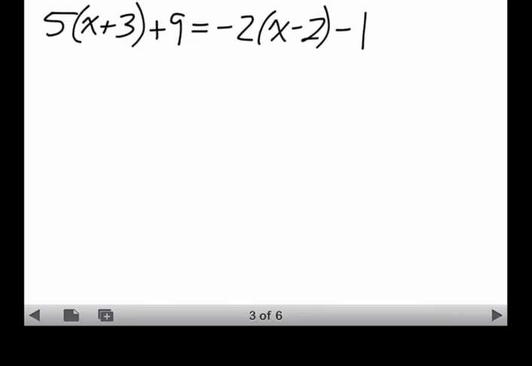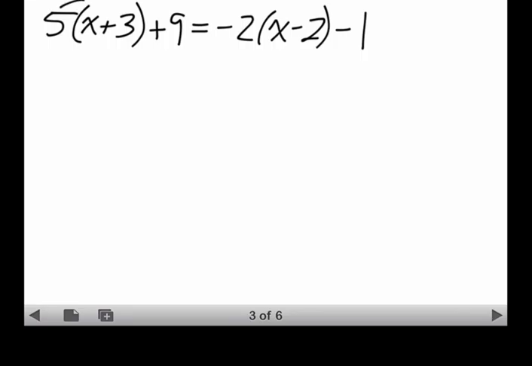Our next equation is 5 times the quantity of x plus 3 plus 9 is equal to negative 2 times the quantity of x minus 2 minus 1. I'd like for you to pause the video and try this one on your own.